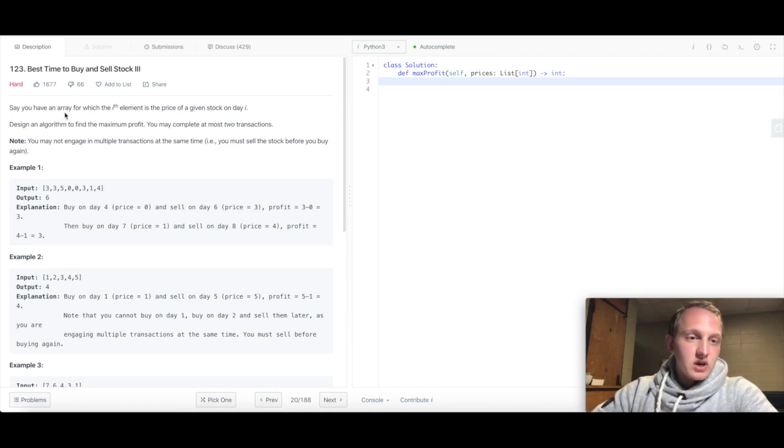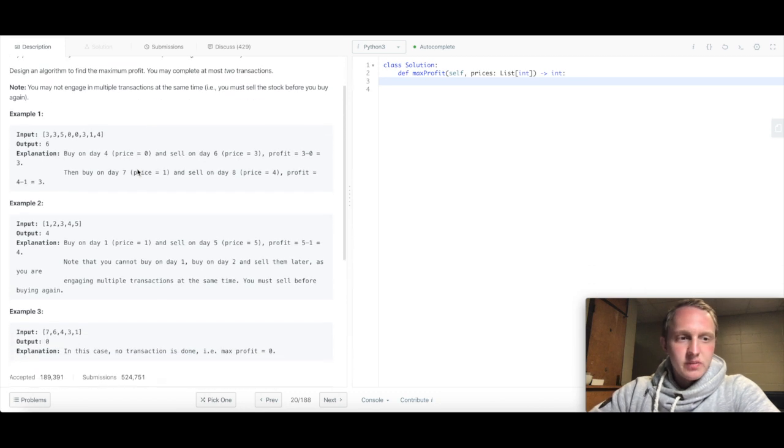Say you have an array for which the ith element is the price of a given stock on day i. Design an algorithm to find the maximum profit. You may complete at most 2 transactions. You might not engage in multiple transactions at the same time. For example, you must sell the stock before you buy again. Let's look at the examples.